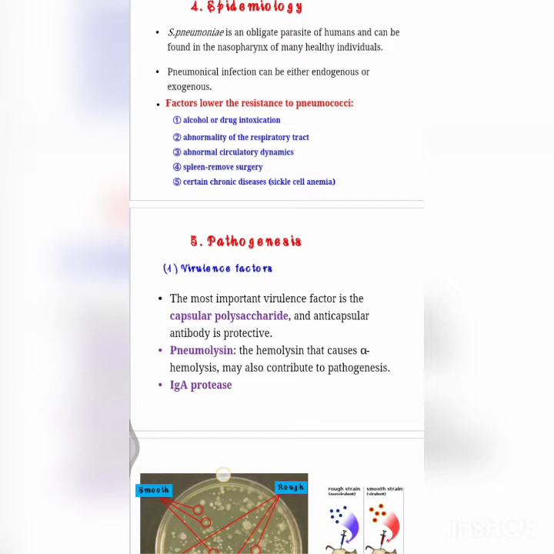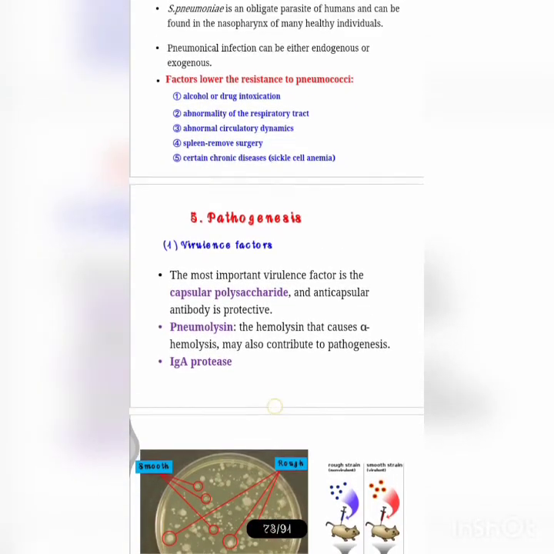So it is used as an index of treatment in rheumatic fever and some other diseases, and this can be tested by the capillary precipitation or the latex agglutination test. So here we have the hemolysin. This is very important.